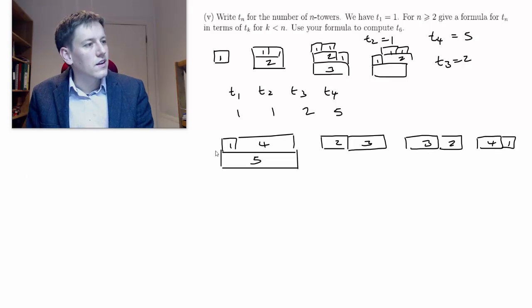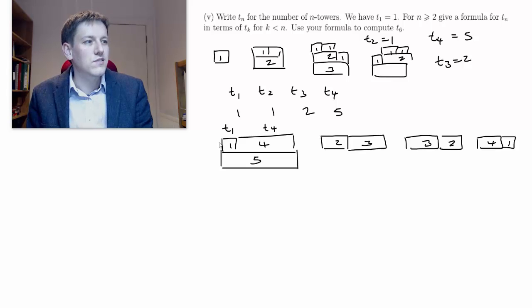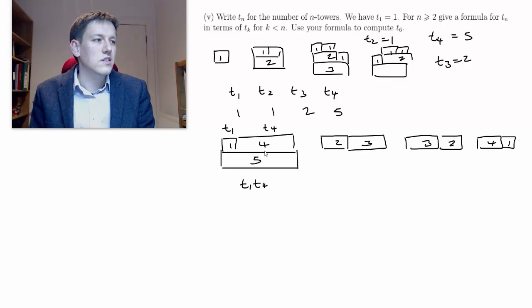And then how many of each type are there, right? Well, there's T1 1 towers and T4 4 towers. So of this type, I could take any combination for the 1s and any combination for the 4s, and I'd multiply those together. Here T1 is just 1, so this is just T4.